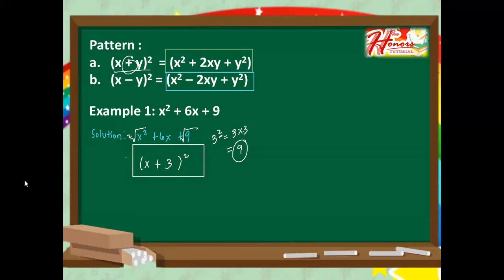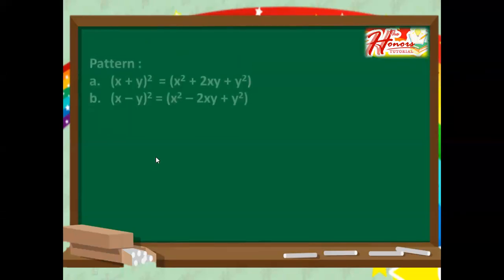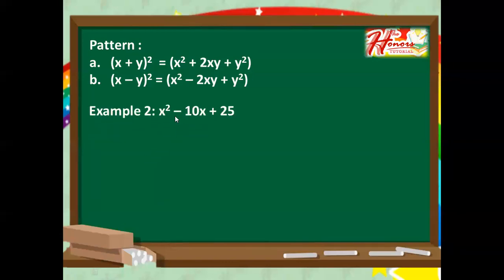Next. We also have here x squared minus 10x plus 25. So same process, let me just write the word solution here. And then let me just copy the given. So that is x squared minus 10x plus 25. And then prepare one parenthesis here and the exponent 2. Because that is our pattern.